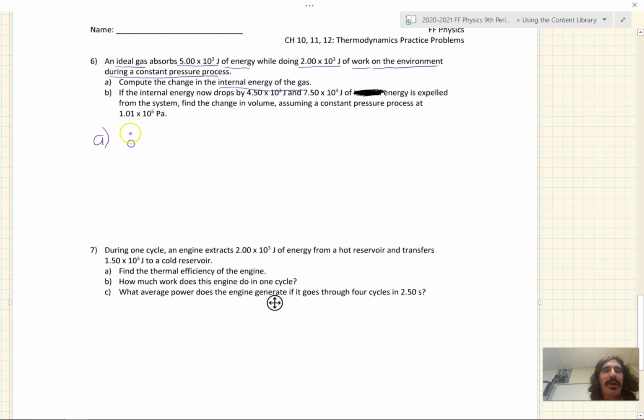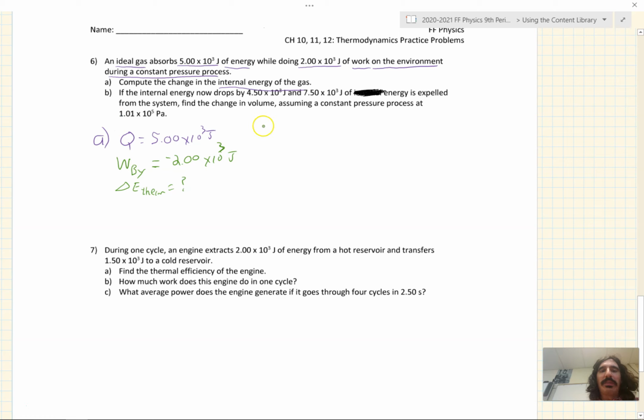It's absorbing Q, the heat, 5.00 times 10 to the 3 joules. And the work is being done by the system on the environment. That work is going to be negative because it's by the system on the environment. That'll be negative 2.00 times 10 to the 3 joules. And what we want to find is the change in internal energy, which is E therm.